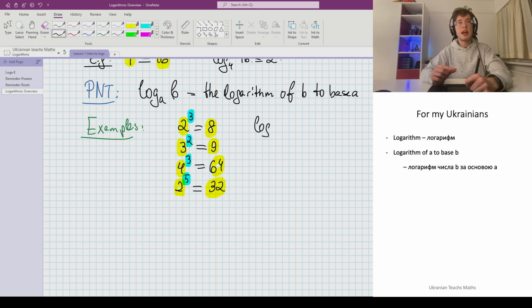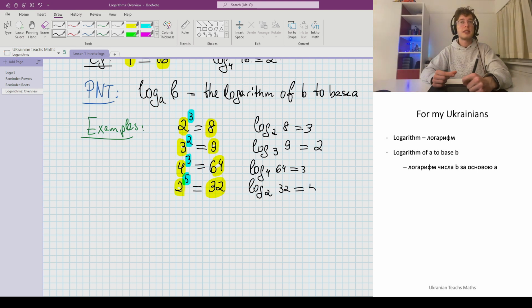So we write this as log base 2 of 8. And what is this exponent that we should have on the top? Well, we have it right here. It's the 3. Or log base 3 of 9. What is the power such that 3 to this power is 9? Oh, we see the result right there. It's a 2. Doing the same thing, the logarithm base 4 of 64 is again 3, or the logarithm base 2 of 32 is 5.